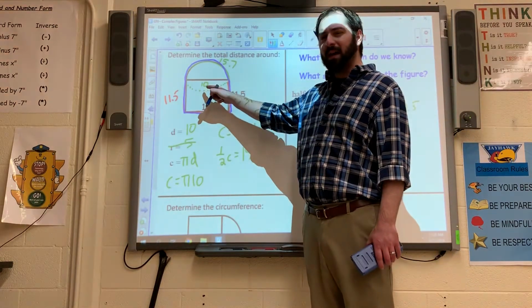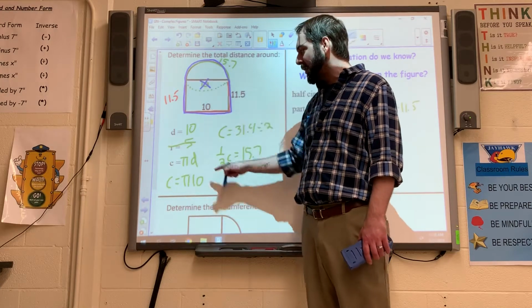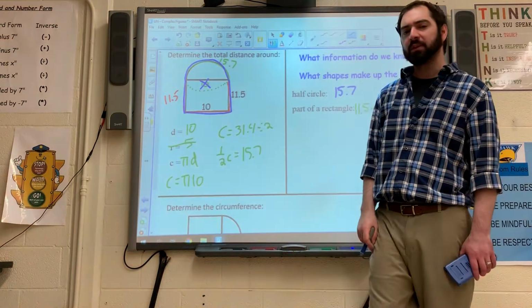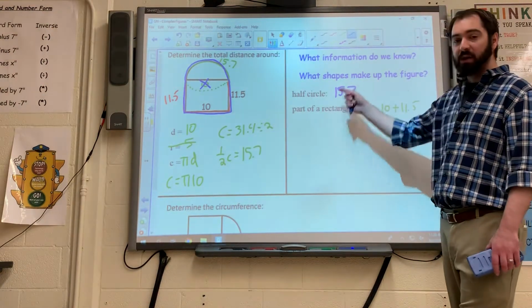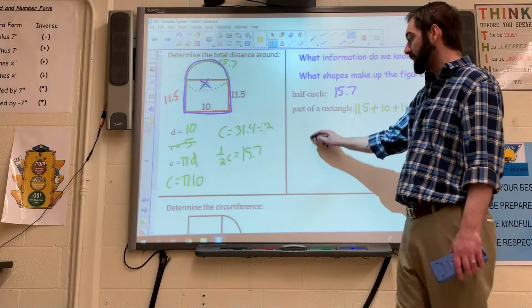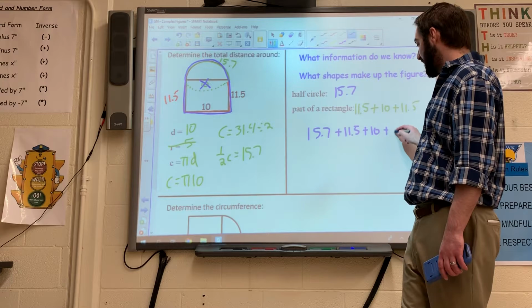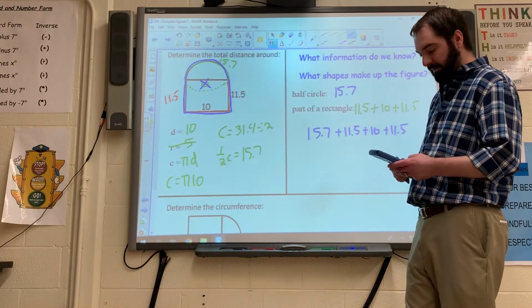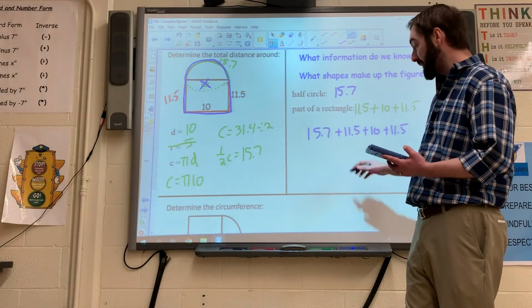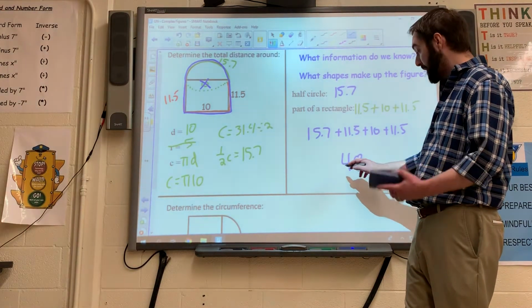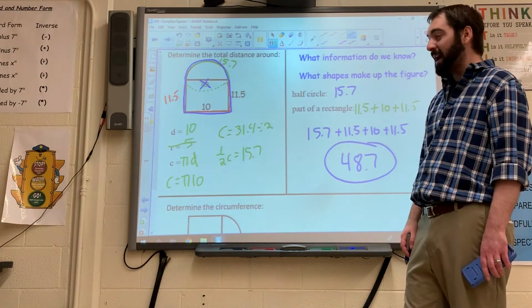Let's think about this. Why am I not going to end up adding this extra 10? Well, that's the distance on the inside. So that 10, although it helped me find the diameter, has nothing to do with the actual perimeter or circumference of that semicircle. Once I know all the numbers on the outside, I just add them together. So I'm going to do 15.7 plus 11.5 plus 10 plus 11.5. In my calculator, that would give me a total perimeter of 48.7 units.